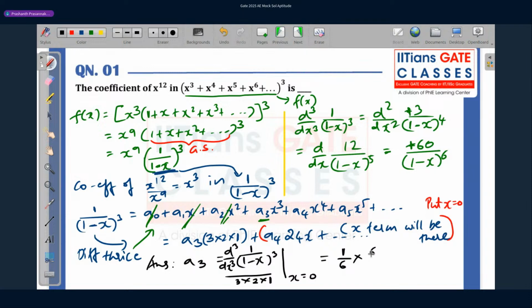I have 60 by 1 minus x whole raised to 6. This I'll evaluate at x equal to 0. So 6 ones are 6, 6 tens are 60. Here in the denominator, it is 1 minus x equal to 0. It will give me only 1. So the final answer is 10. Okay. So the coefficient of x raised to 12 in this given expression, which I've taken as f of x, is 10.